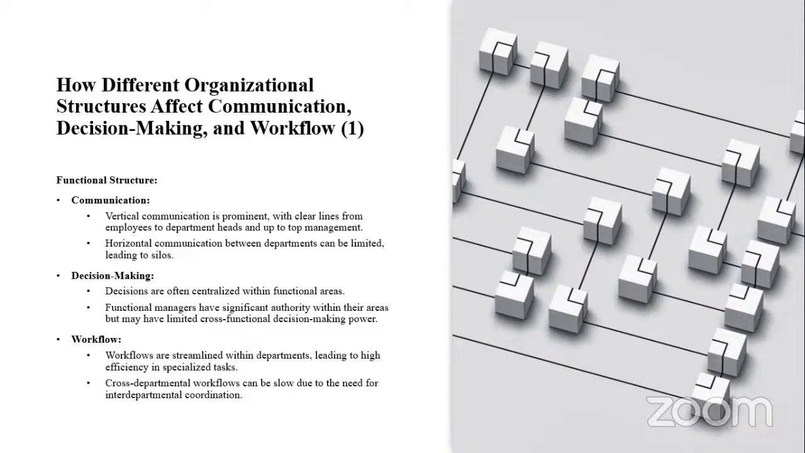So it's only those at the head that can make the topmost decision. Engagement is less. Functional managers have significant authority within their areas, but may have limited cross-functional decision making. Yeah, they can only make decisions according to the function, according to their own department. They don't take decisions for another department.